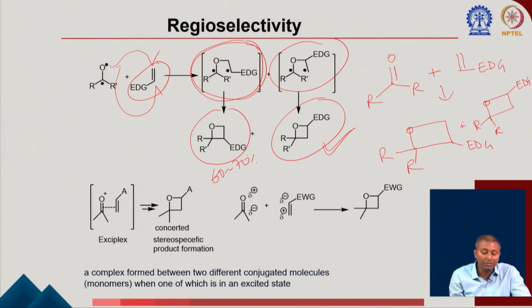Now, if you come to the electron-withdrawing group, as we mentioned, it is going to form some sort of exciplex. It is a complex formed between two different conjugated molecules, one of which is in the excited state, as I mentioned. Now, as the reaction is going through a concerted pathway, we can think about some sort of zwitterionic species where there is a delta plus and delta minus. So now we are trying to explain from here.